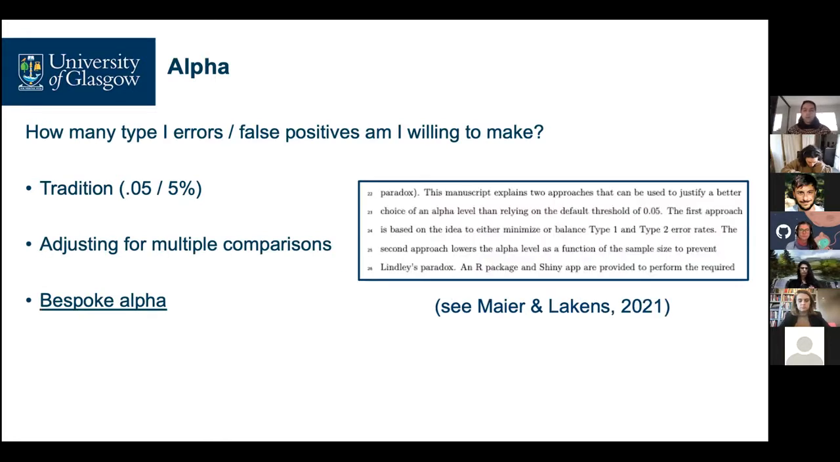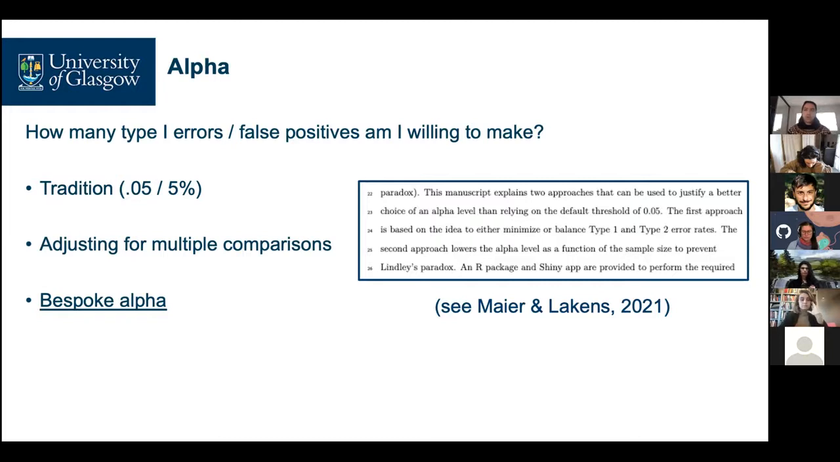And then the one I genuinely couldn't find an example of: I could find lots of examples for tradition, lots of examples for adjusting for multiple comparisons, but with this more contemporary approach of having a bespoke alpha for your study, so arguing for a particular alpha value, it's the decision I have the most difficulty with. There is one article by Maier and Lakens, who offer two approaches to it.